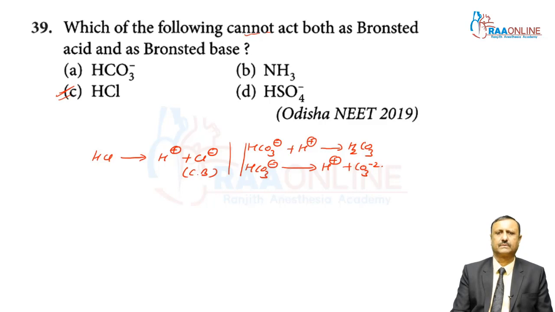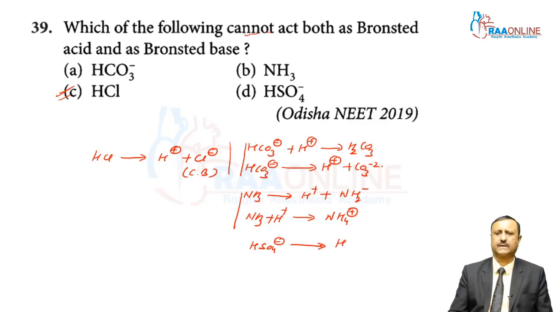My dear students, now we can see here ammonia. Ammonia also gives H plus ions. It acts as an acid and forms NH2 minus ions. This ammonia molecule accepts H plus ions to give ammonium ions, NH4 plus ions. Now we can see here, my dear students, bisulfate, HSO4 minus ions. It also acts as an acid, giving H plus ions to give SO4 2 minus ions, and this HSO4 minus ion also accepts the H plus ions to form H2SO4.